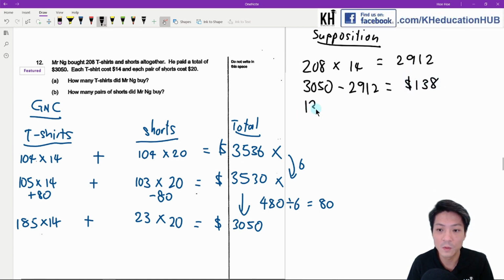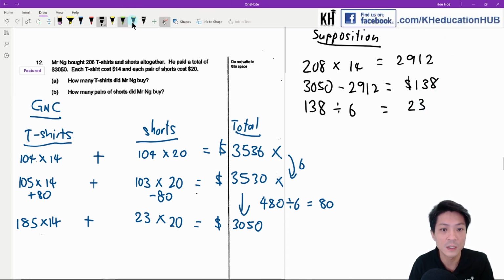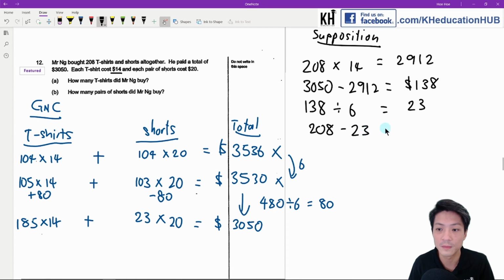$138. Okay, the next step will be using 138 divided by the difference between the shorts and the t-shirt, which is 6. So 138 divided by 6 will give you 23. Okay, so if you assume the t-shirt, the final answer that you will get will be the shorts. And usually I'll start off the assumption by assuming the item with the least amount. Okay, so once you get 23, basically to find the other item, you just use 208 minus 23. It's gonna give you 185.